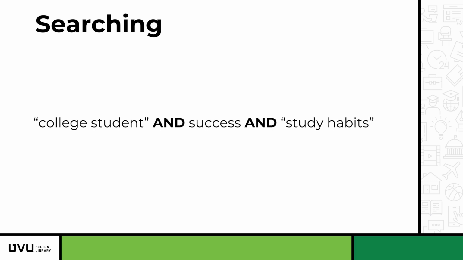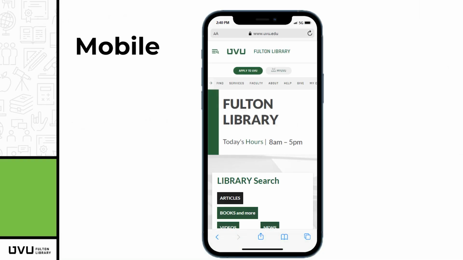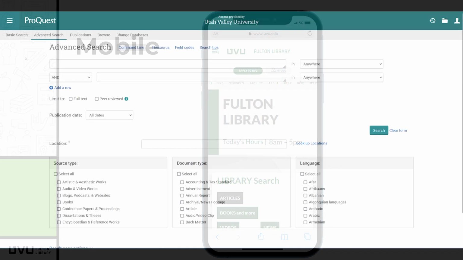Using "and" ensures the results have all three sets of search terms, and the quotation marks around college student and study habits mean the result will include sources with the full phrase instead of results with the individual words college, student, study, and habits. If you're searching on a mobile device, please note that some of these options may look a little different, but all of the same functions are available.